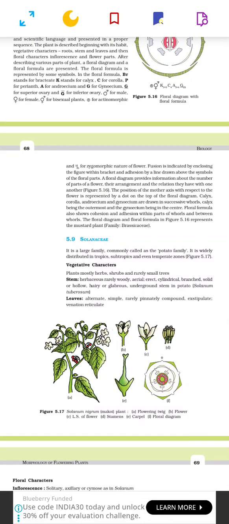Solanaceae family. It is a large family commonly called the potato family. It is widely distributed in tropic, subtropic and even temperate zones. Vegetative characters: plants are mostly herbs, shrubs and rarely small trees. Stem herbaceous, rarely woody, aerial, erect, cylindrical, branched, solid or hollow, hairy or glabrous. Underground stem in potato, Solanum tuberosum. Leaves alternate, simple, rarely pinnately compound, exstipulate, venation reticulate.